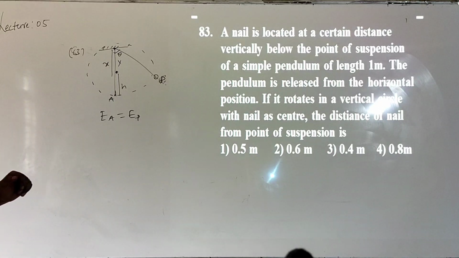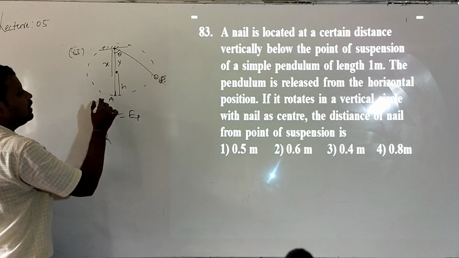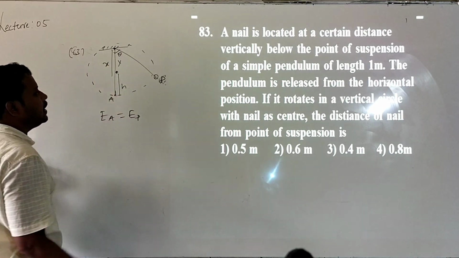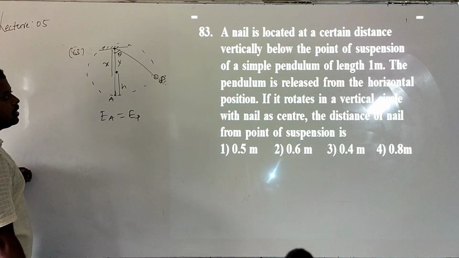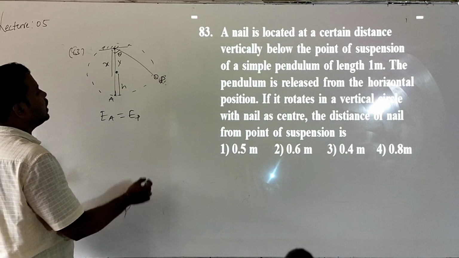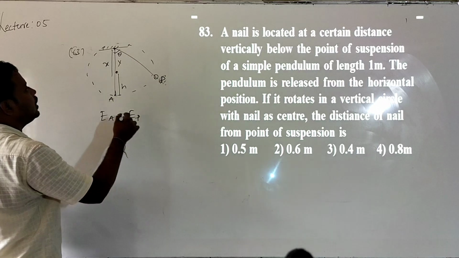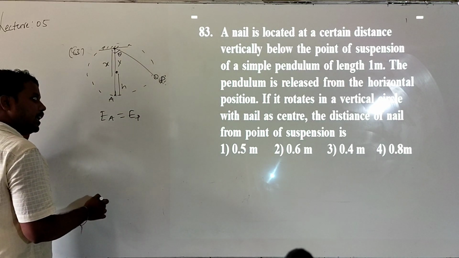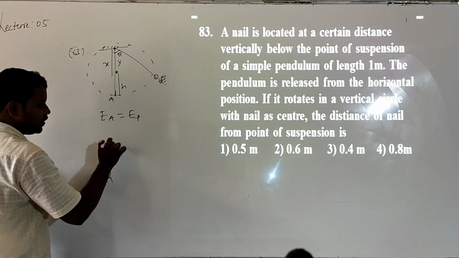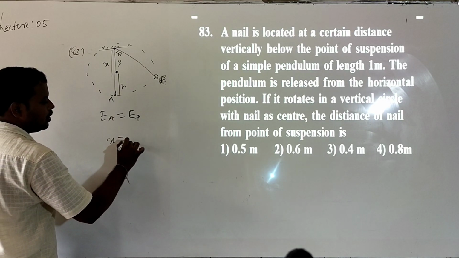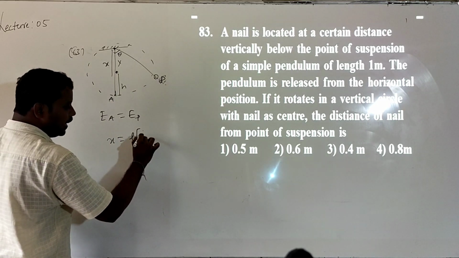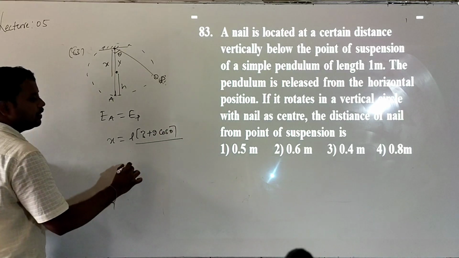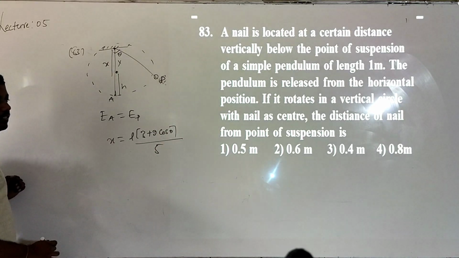What is the radius of the circular path in which the particle is moving? The total radius is given. So directly EA is equal to EP, since it is executing vertical circular motion. If I call the total length L, then using EA equal to EP, we get x equal to L into (3 plus 2 cos theta) divided by 5. Can you remember this?